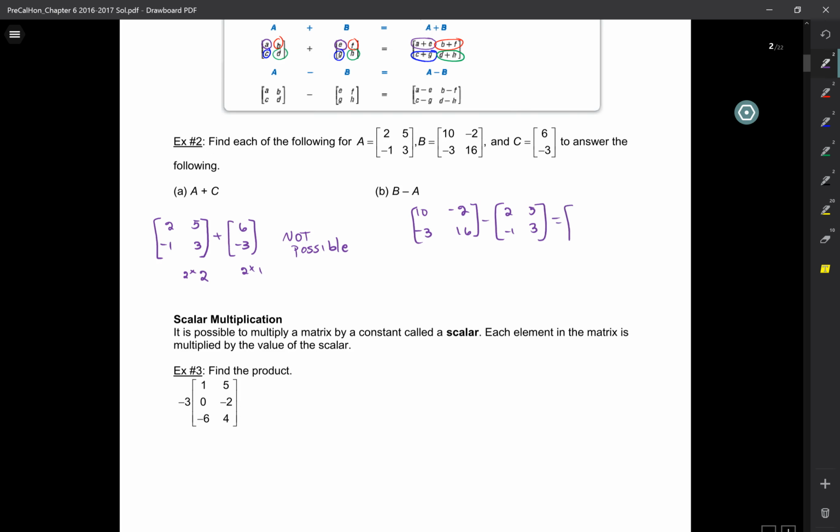All right, I'm going to get an equal dimension matrix. Now, 10 minus 2 is 8. Negative 2 minus 5, negative 7. Negative 3 minus negative 1, that's negative 3 plus 1. And I ran out of symbols. 16 minus 3, 13. And that's your answer. 8, negative 7, negative 2, 13.